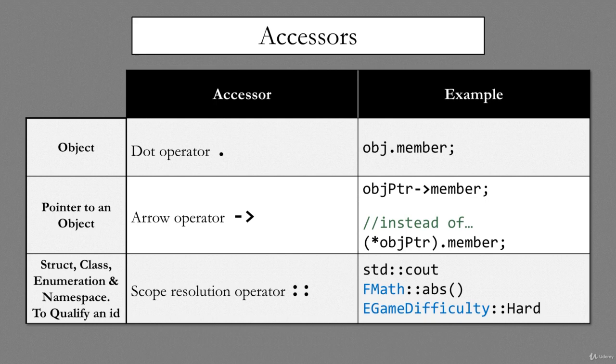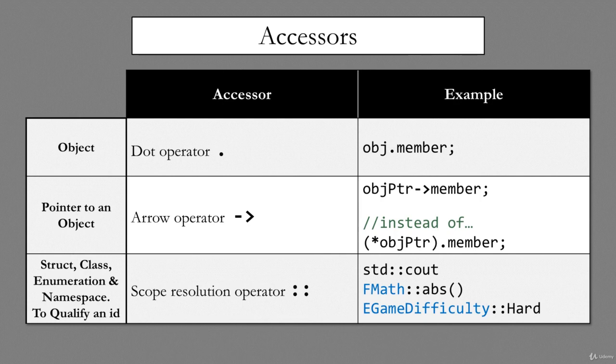We use the scope resolution operator often in C++ with structs, classes, enumerations, and namespaces, and we do that to qualify some identifier. You can see some examples to the right. We have std, the scope resolution operator, and cout. That of course refers to the standard namespace. We have fmath, some math library, the scope resolution operator, abs, that will be a static member function, which will return the absolute value of something. And then we also have game difficulty, and we select hard. And of course that is an example of an enumeration, and you'll be qualifying that especially when you use scoped enumerations.